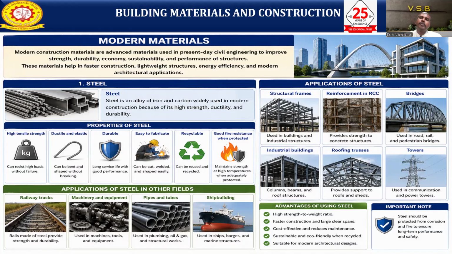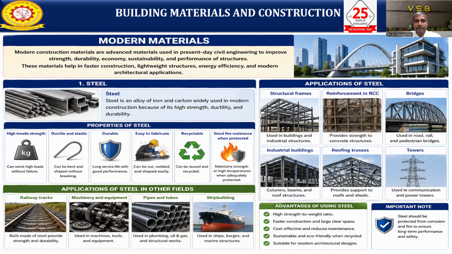When you use this type of advanced modern material, what is going to happen? Construction will be faster. The overall weight of the structure will be reduced. That means the dead weight will be reduced. So automatically we can make the structure lightweight, with energy efficiency and modern architectural applications. These are very useful applications. Now we are going to discuss a few modern materials incorporated in structures, and see their performance and where we are going to apply them.